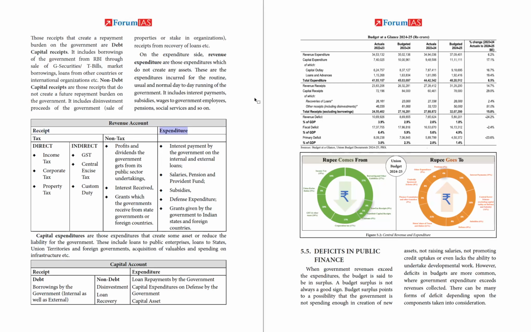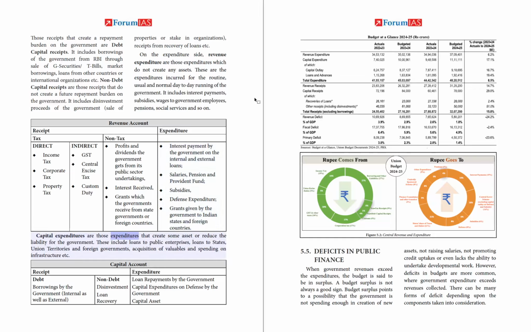Revenue account: receipt, expenditure, tax, non-tax. Direct: income tax, corporate tax, property tax. Indirect: GST, central excise tax, customs duty. Profits and dividends the government gets from its public sector undertakings. Interest received, grants which the government receives from state governments or foreign countries. Interest payment by the government on internal and external loans, salaries, pension and provident fund, subsidies, defense expenditure. Grants given by the government to Indian states and foreign countries.